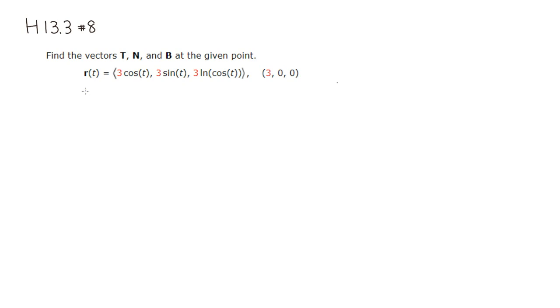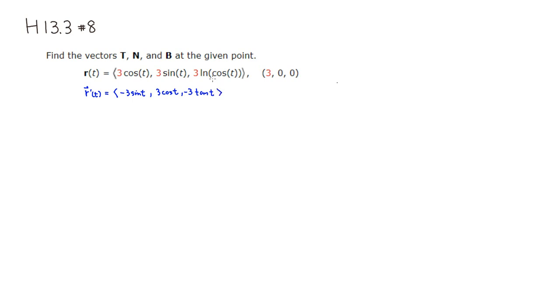So we're going to have r prime of t is equal to: the derivative of that is negative 3 sine of t, and the derivative of that is 3 cosine of t, and the derivative of that is a little bit tricky, so it's just 3, and you have a cosine on the bottom, the derivative of that, and negative sine of t, so it's going to be negative tangent of t.